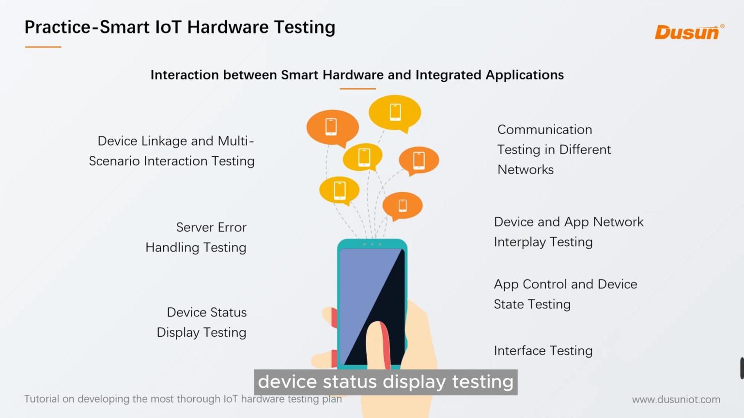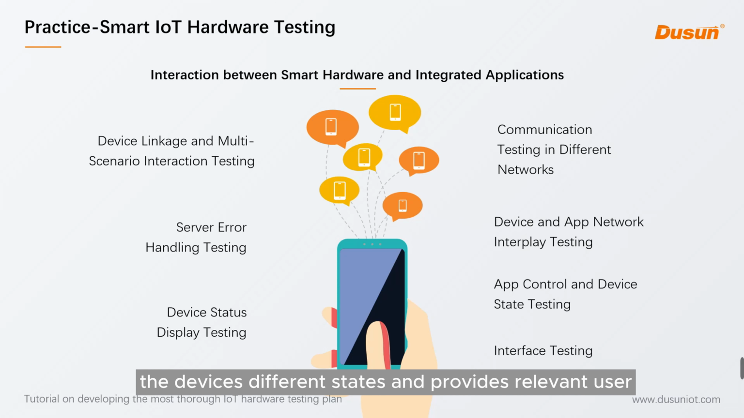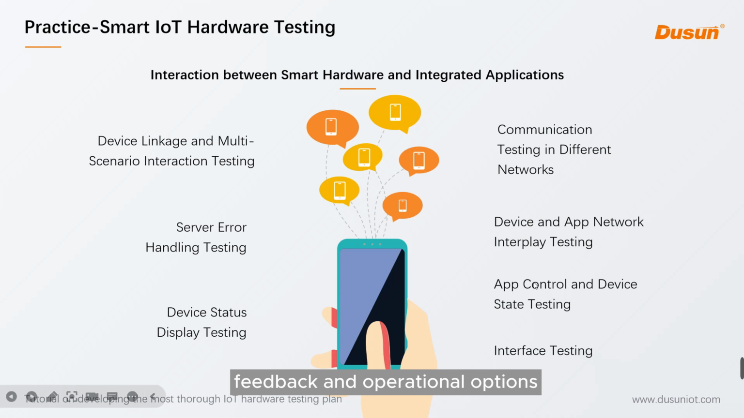Device status display testing. Simulate various device statuses such as busy, sleep mode, network connection errors, network switches, weak network signals, etc. Test if the app accurately displays the current status of the device. Ensure that the app correctly represents the device's different states and provides relevant user feedback and operational options.